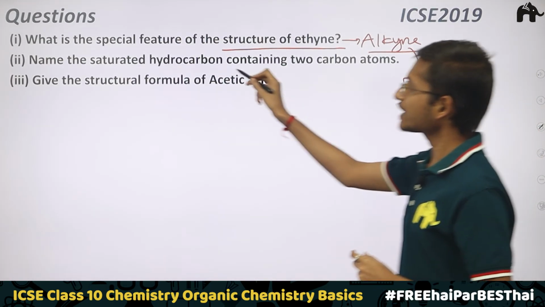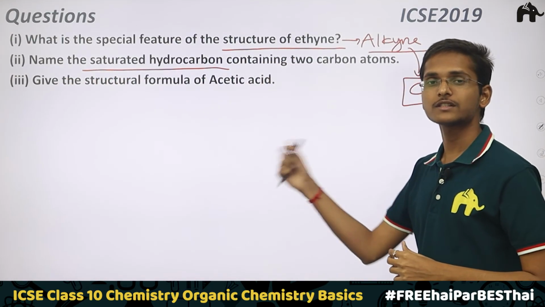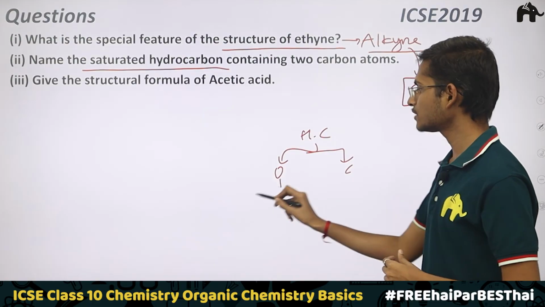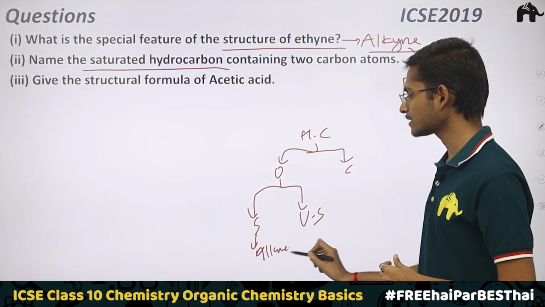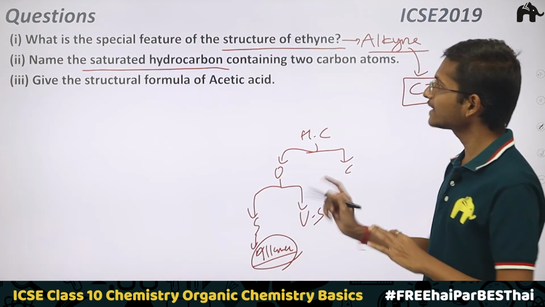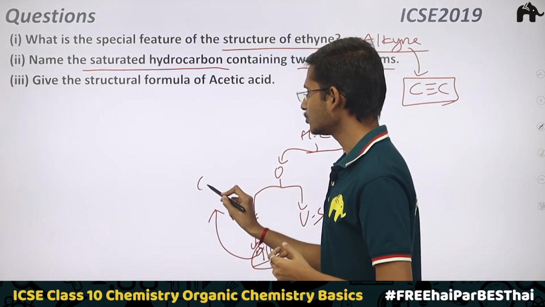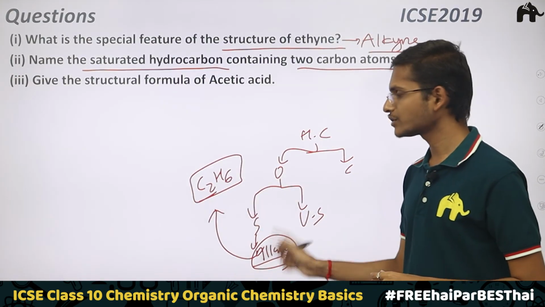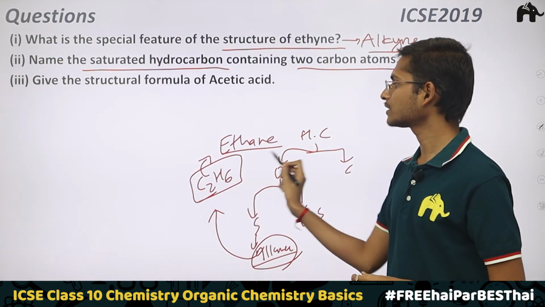Name the saturated hydrocarbon. Hydrocarbons are of two types, open chain and closed chain, and in the open chain we have seen saturated and unsaturated. In saturated there are only alkanes, right? So they are asking about alkanes. Name the saturated hydrocarbon means they are asking for the alkane containing 2 carbon atoms. What is the name of that alkane? We know it is C2H6. If I put n equals 2 in the general formula, I would get C2H6, and I know this is ethane. So the IUPAC name is ethane.